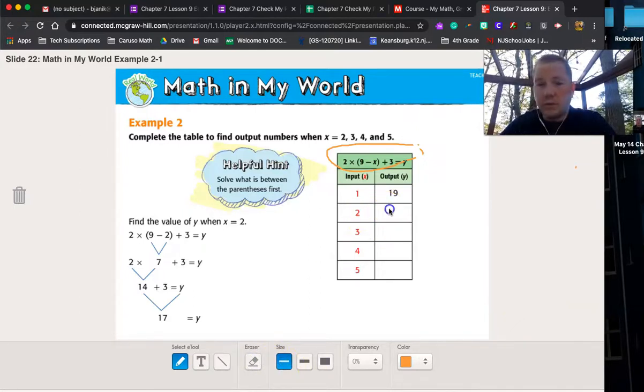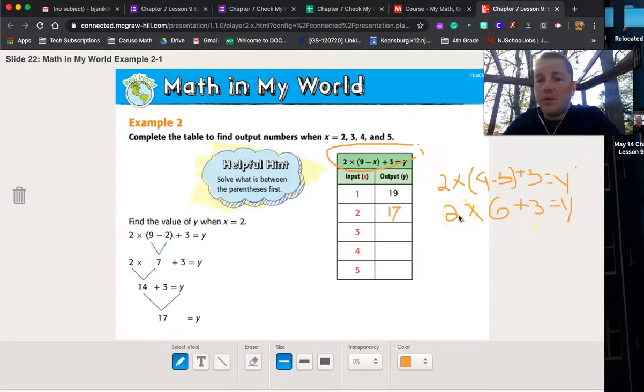All right, so we knew that this answer was 17. The next one is 3. So we're going to plug in 3 where our x is. So we're going to do 2 times our parentheses, 9 minus 3, plus 3 equals our y. Okay, so let's go. What's 9 minus 3? There we go, 6 times 2. We'll also bring down the plus 3 and bring down the y.